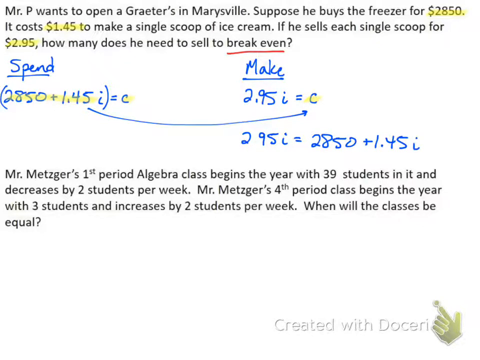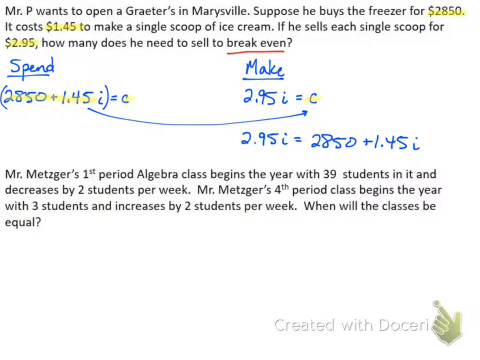And again, just for the sake of time, I'm not going to go ahead and finish solving that one. It's solving an equation, and so we should be able to do that by ourselves. The next problem says Mr. Metzger's first period algebra class begins the year with 39 students in it and decreases by 2 students per week. Mr. Metzger's fourth period class begins the year with 3 students and increases by 2 students per week. When will the classes be equal?